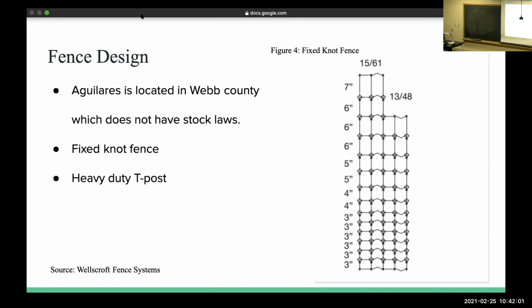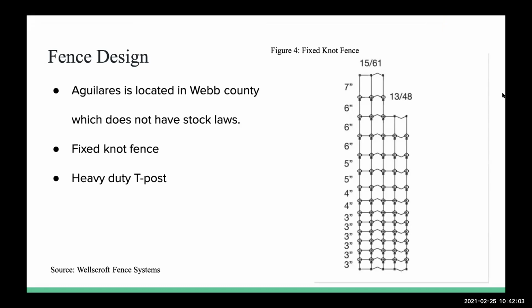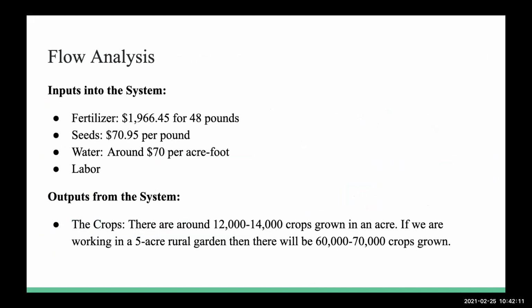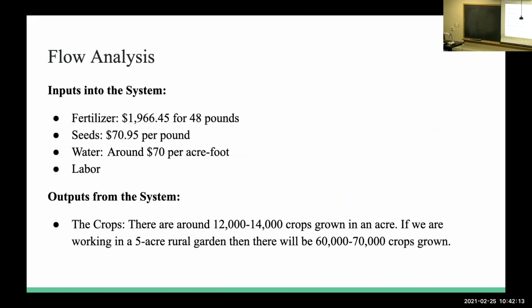Let me go to, there was a question I have on one of Mackenzie's slides. It had to do with outputs. Right here, I don't understand this last bullet. There are around 12 to 14,000 crops grown in an acre. What is that? I was looking it up, and it says about 12,000 to 14,000 plants can be grown within an acre of the crops we were growing. So I was looking up asparagus, like how much asparagus can be grown in an acre, and those are the numbers that were given to me.